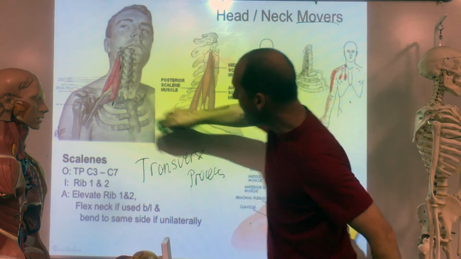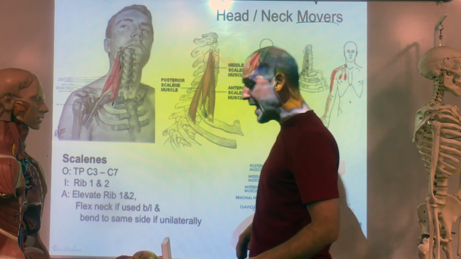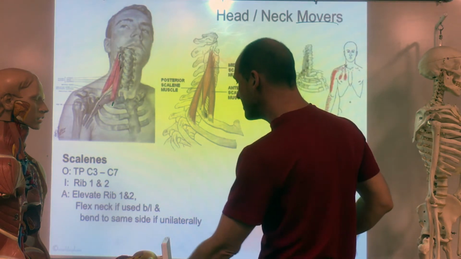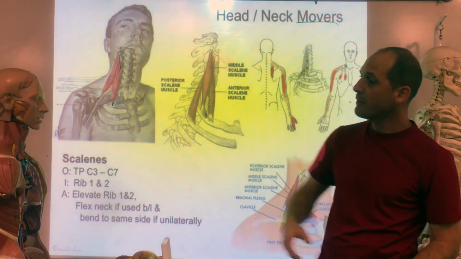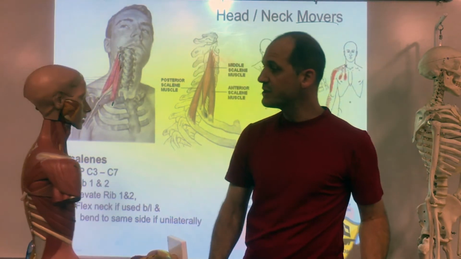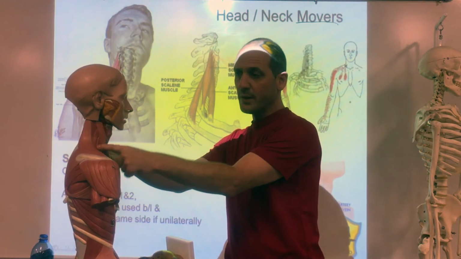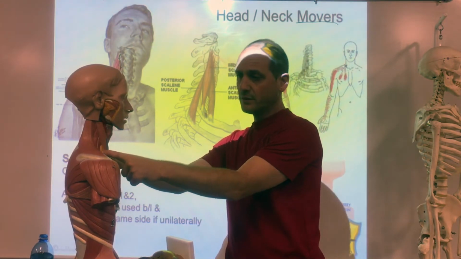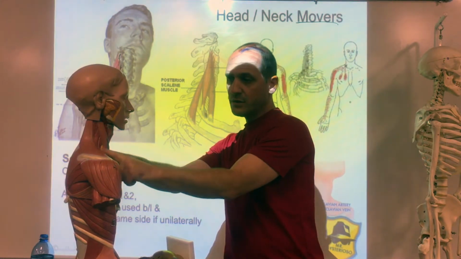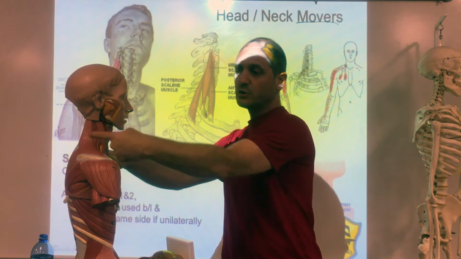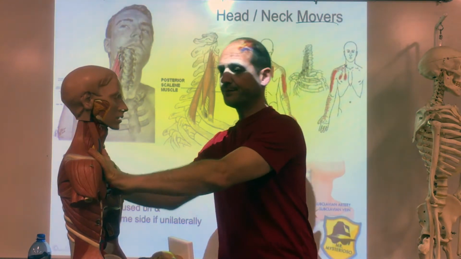So there you go. It elevates the ribs, first couple ribs, and it flexes the neck. Neck if used on both sides, and it bends it if used on one side. Again, for us, we want to recognize them. On the model, we can see them right in here. That's another place we see them. Sternocleidomastoid, scalenes, trapezius. The three like that, right there.